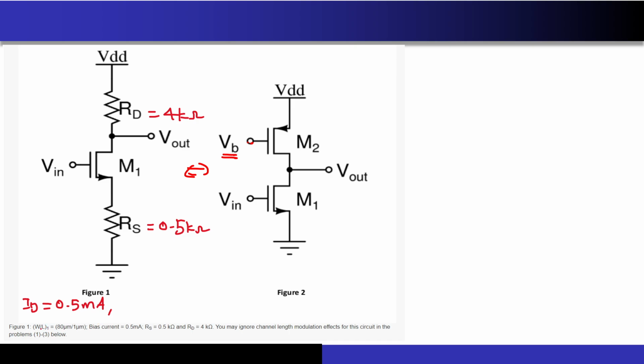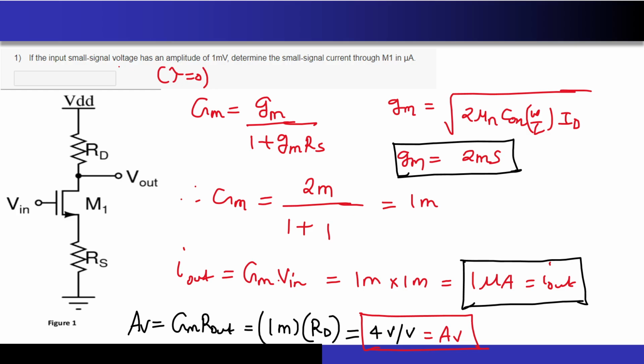Now they have given me the dimensions, they have also given me the current, they have given me the RS, they have given me the RD. So everything has been given in the question. Now they are asking me to calculate, if a small signal voltage of 1 millivolt is applied, the small signal current through M1.